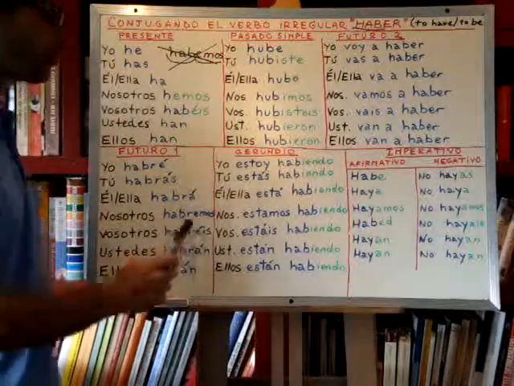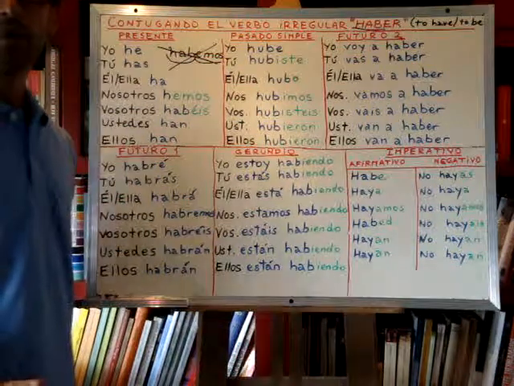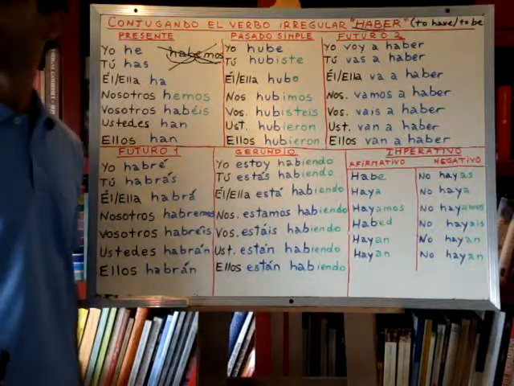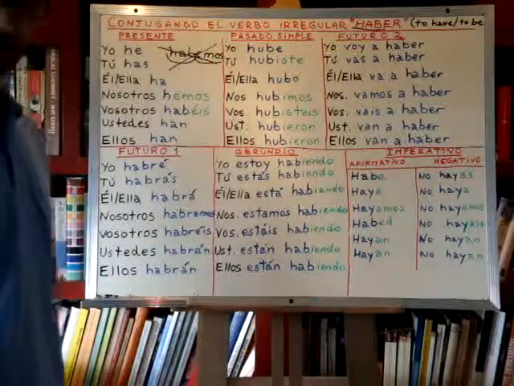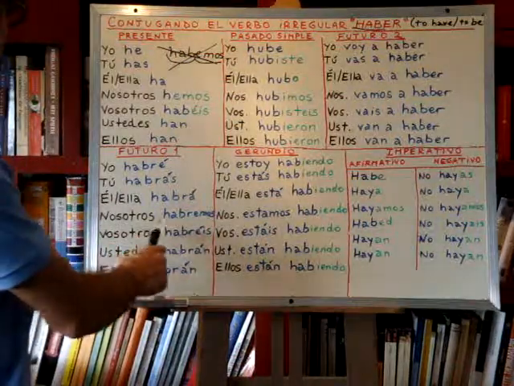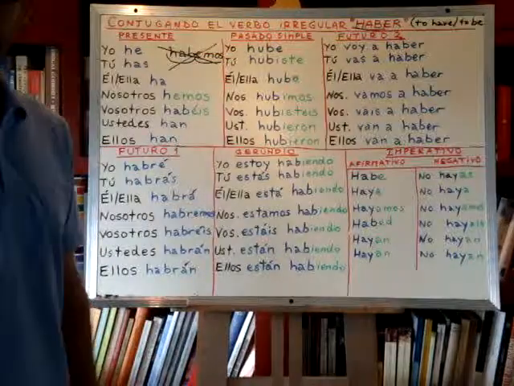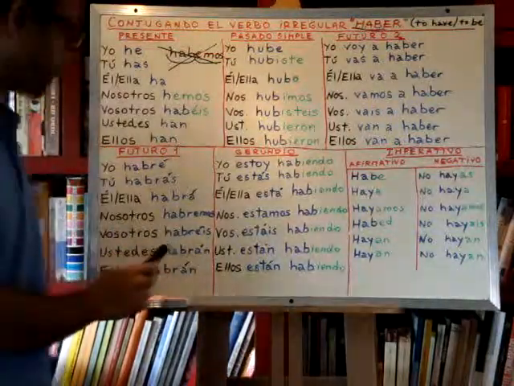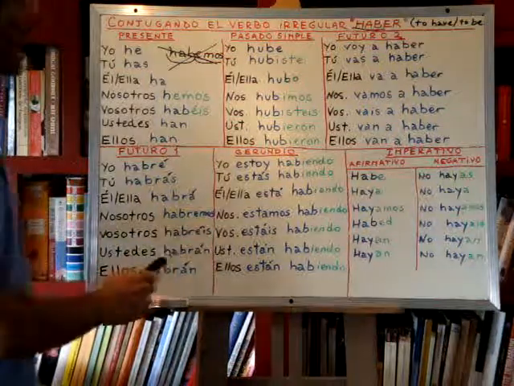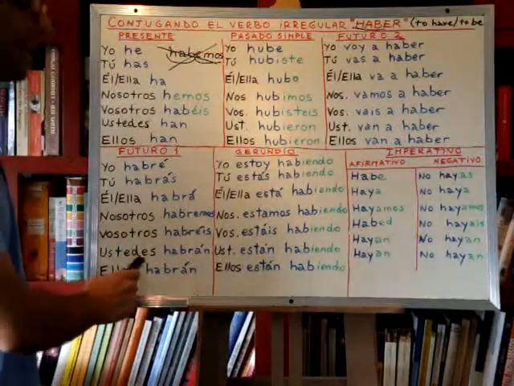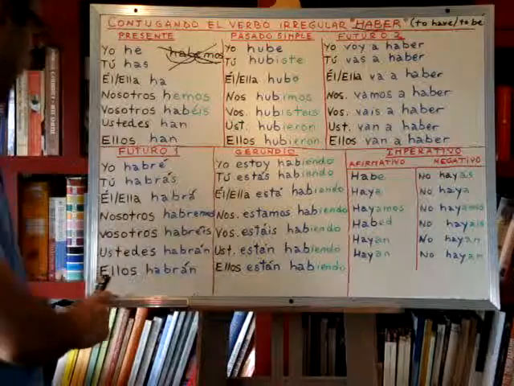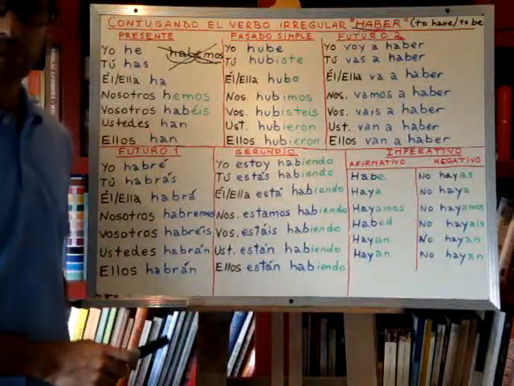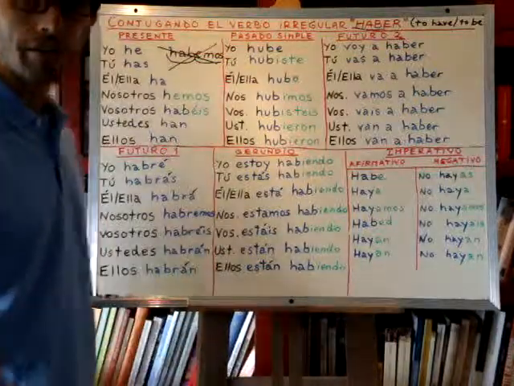Nosotros habremos huido. We will have flown or escaped. Okay? Vosotros habréis estudiado. That means you will have studied. Ustedes habrán aprendido. You will have learned. And ellos habrán leído. That means they will have read.